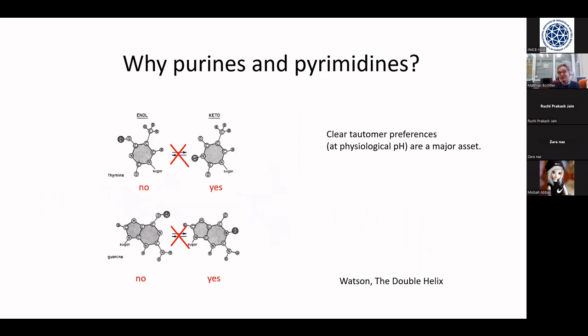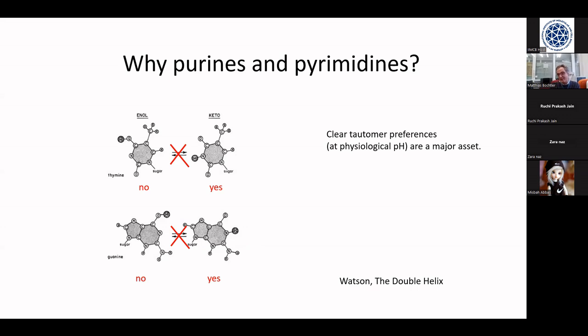Why purines and pyrimidines? Right? So we've seen why phosphates. We've kind of seen with lots of caveats why riboses and deoxyriboses are good. We've also seen that they're not the only possible choice. Why purines and pyrimidines?